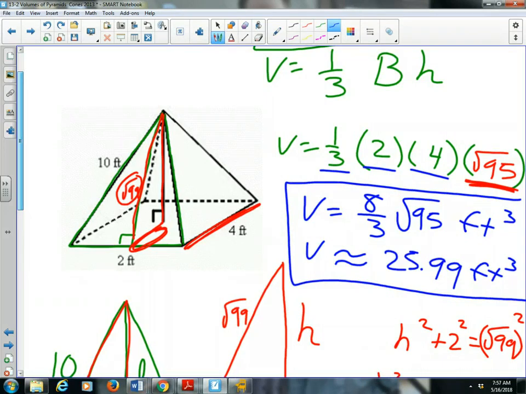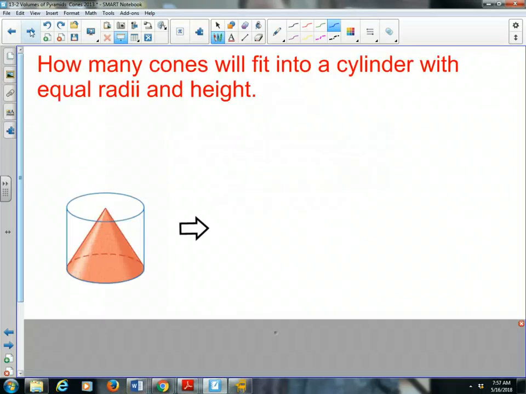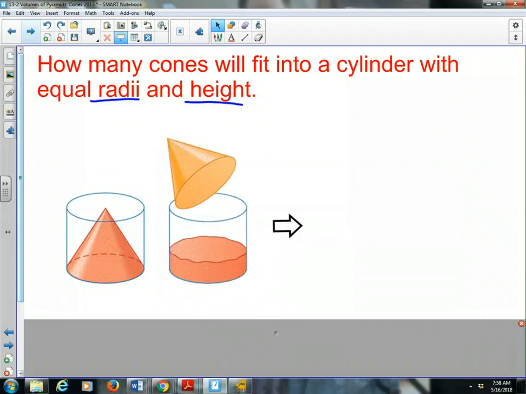All right, hopefully pyramids make sense, and if pyramids made sense to you, then I think cones should especially make sense, because the concept is the exact same. If we have an equal height of a cylinder and a cone, and an equal radius for a cylinder and a cone, how many cones will fit into a cylinder? Well, you can see this orange cone, I put it into a cylinder, and let's say it was a liquid, it would then level out and it would look like this.